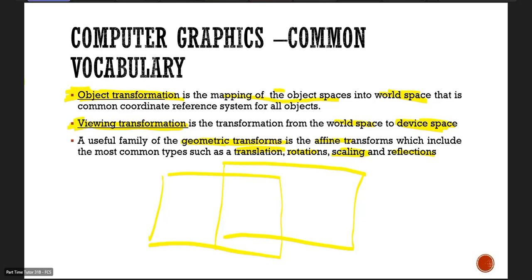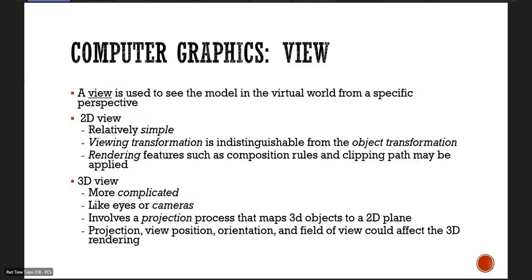So in today's class, we'll see an instruction that permits us to make a viewing transformation. We are transforming the whole world space. We are making a translation of the whole world space, so all the elements will be translated. If you make an object transformation, only one object will be transformed.